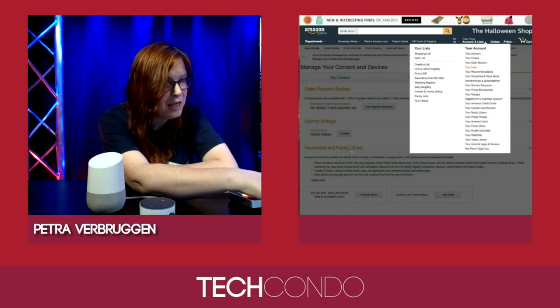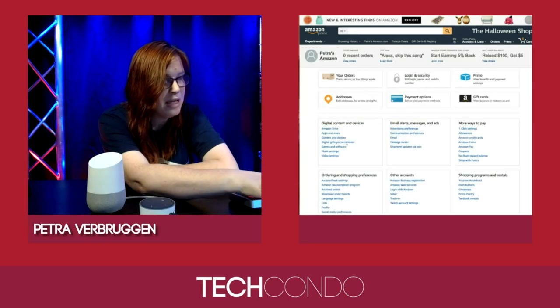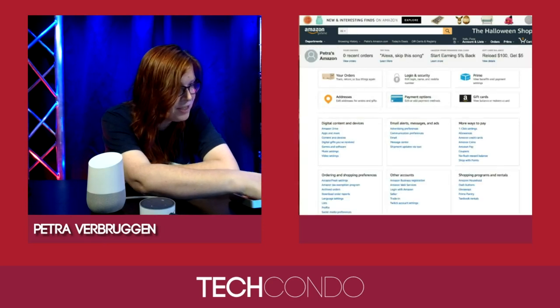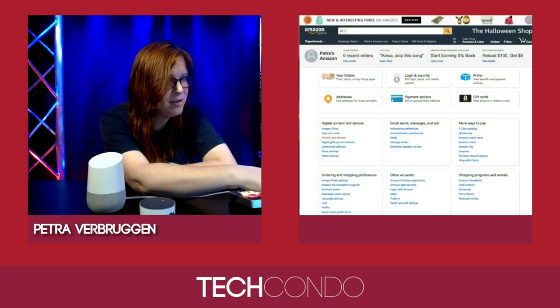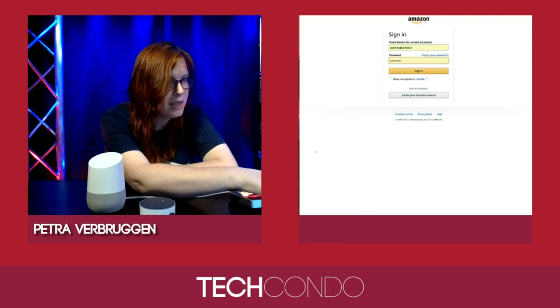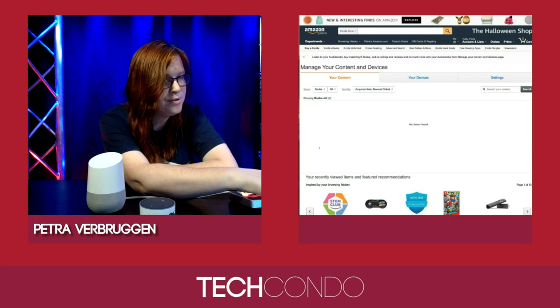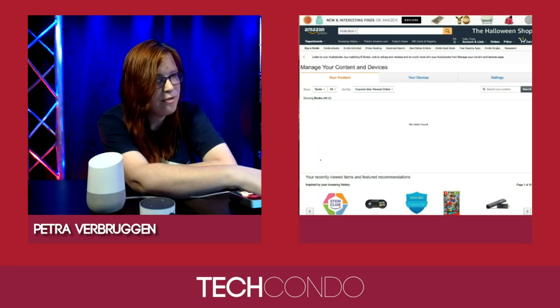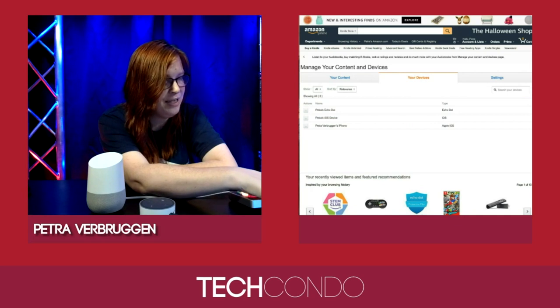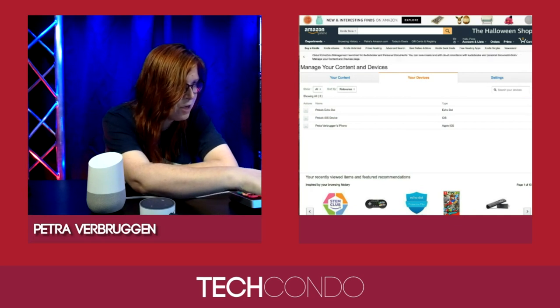And then go to my account. Okay, your account. And then you need to go to digital content and devices and click on content and devices, the third option. Okay, I hope that it works. Okay, good. Then you click on your devices, and then you see that the Petrus Echo Dot is part of that, and my iPhone is also part of that.